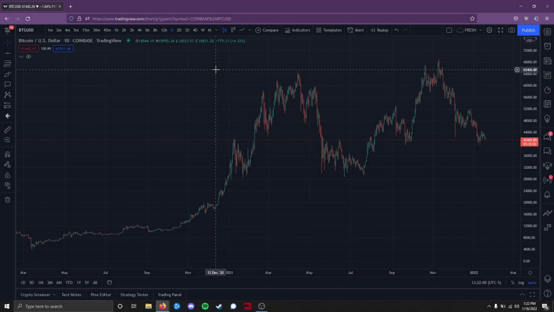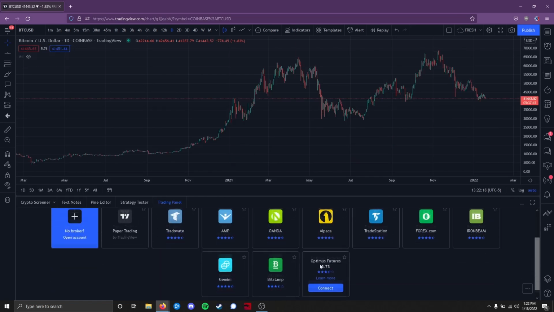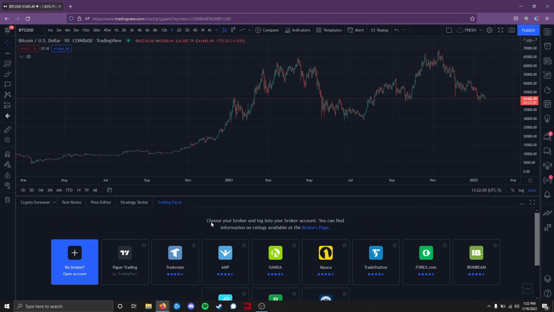Okay, so next up, let's take a look at the trading panel and how to use paper trading in TradingView. In the bottom menus of the TradingView chart page, you'll see an option that says trading panel. We can click on that and we see a variety of options appear. The text says choose your broker and log into your broker account. You can find information on ratings available at the broker's page.